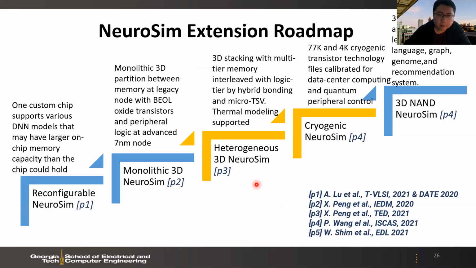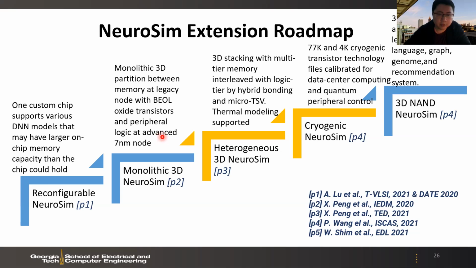So here is a roadmap for the NeuroSim extension. I will briefly talk about them one by one, maybe one slide each. The first one is to make it reconfigurable, because the initial NeuroSim will just design one chip customized to one neural network model. But we have to support different models on the same chip. So it's like an FPGA, you have to reconfigure a little bit. We need to add some modules for that.